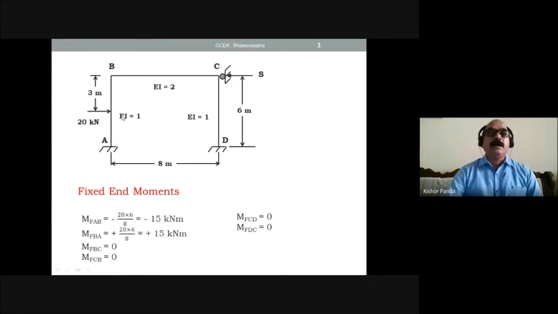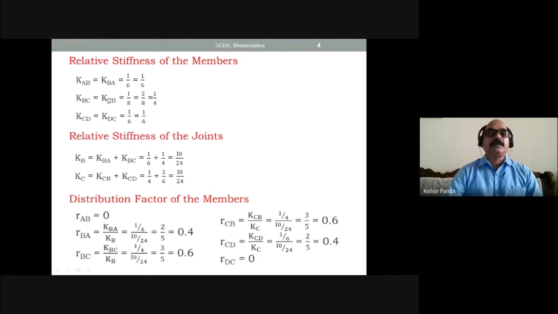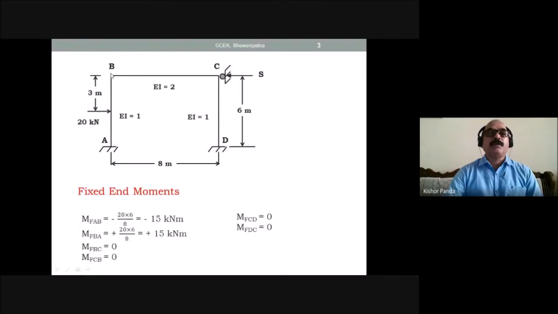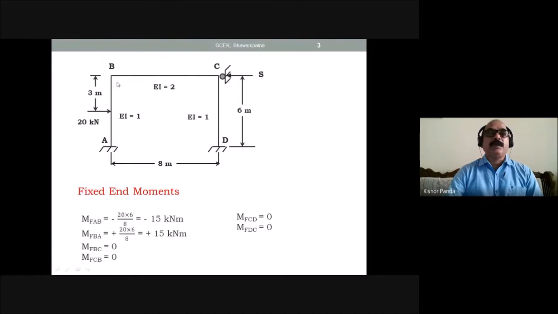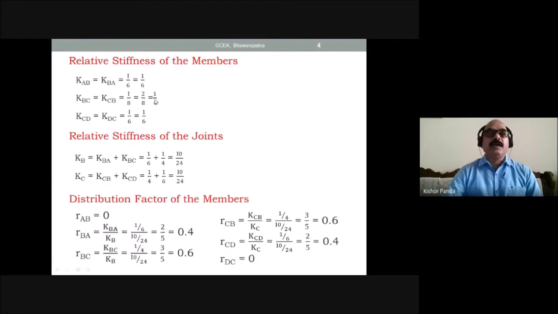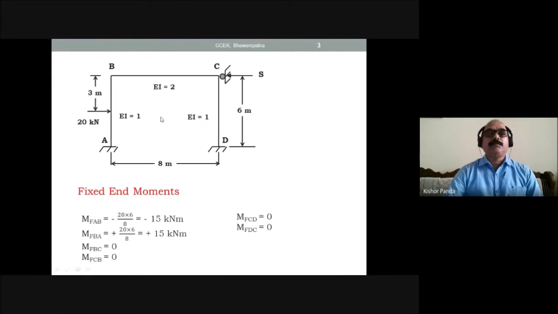But I is equal to 1, so here 1 by 6. Then you have to find out the relative stiffness of the member BC. KBC, KCB is equal to the moment of inertia by the length of the member BC, so I by 8, but here given I is equal to 2. So you put 2 by 8, which is equal to 1 by 4. Then find out the relative stiffness of the member CD. KCD is equal to KDC is equal to I by L; the length is 6, so I by 6, and I is given as 1, so 1 by 6.